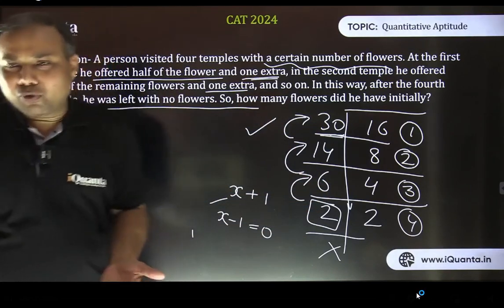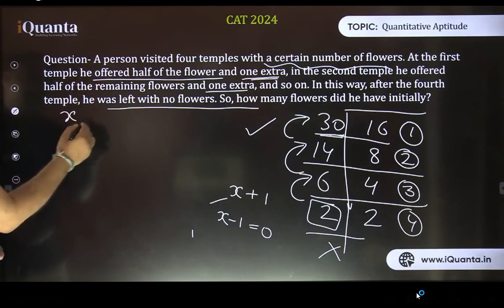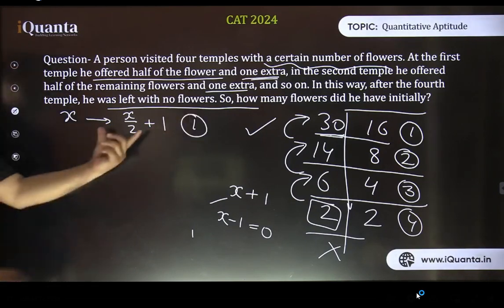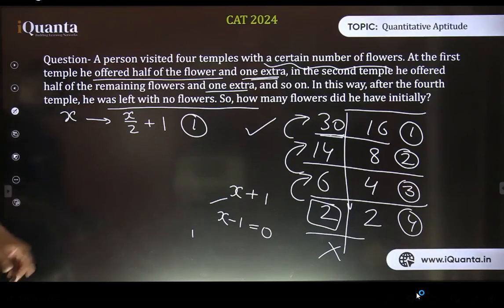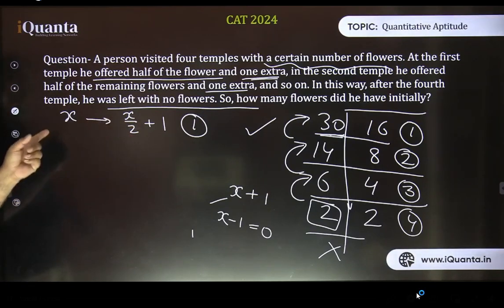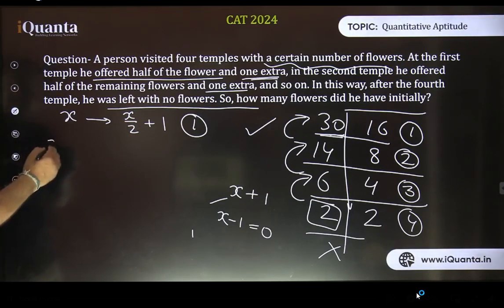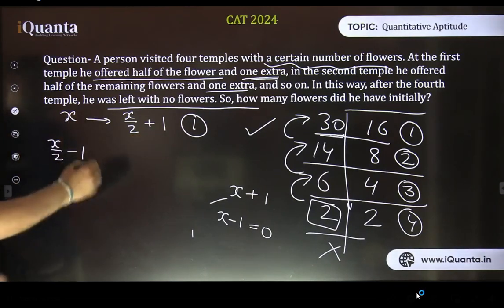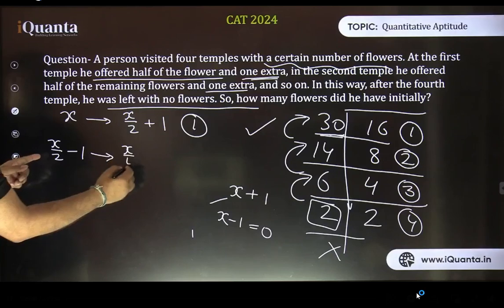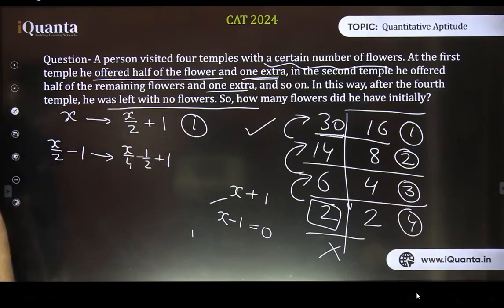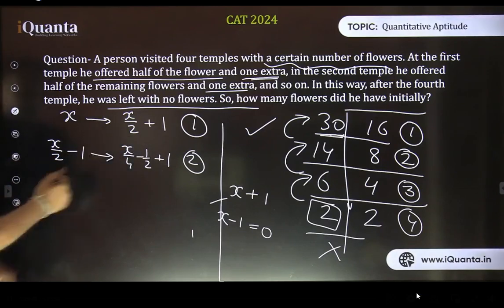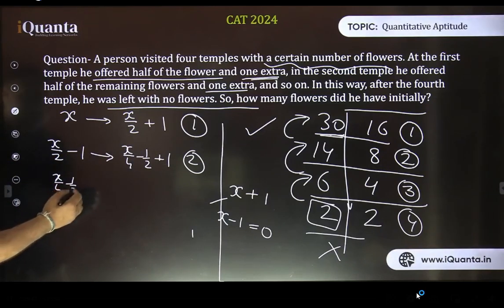And the forward way, all of you know. We start with x, then he offered in the first temple x by 2 plus 1, right? That is the number of flowers given in the first temple. Now making equations. Now tell me, after offering in the first temple, how many flowers are remaining? It is x by 2 minus 1, right? Now from this he offered half plus 1. So half of this would be x by 4 minus 1 by 2, and plus 1 more flower. Right, that is the number of flowers offered in the second temple. And how many are remaining now? Half minus 1, that is x by 4 minus 1 by 2 minus 1 is remaining now.